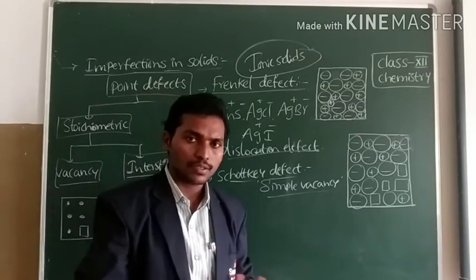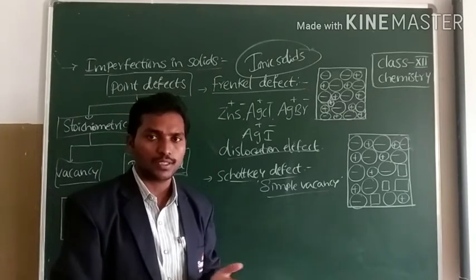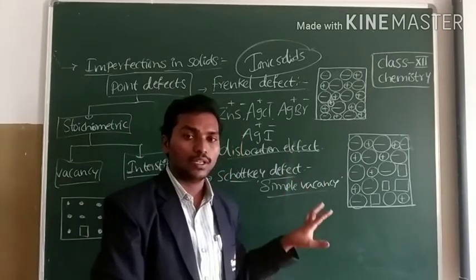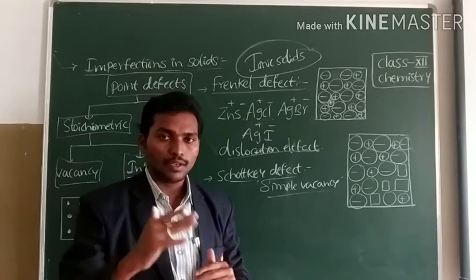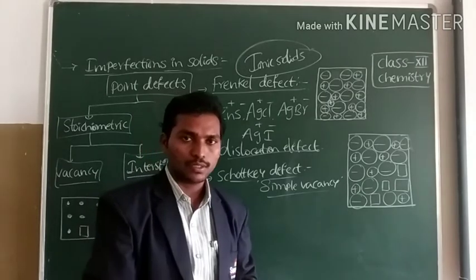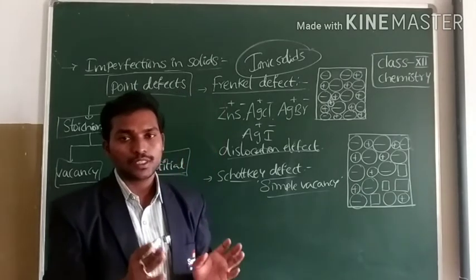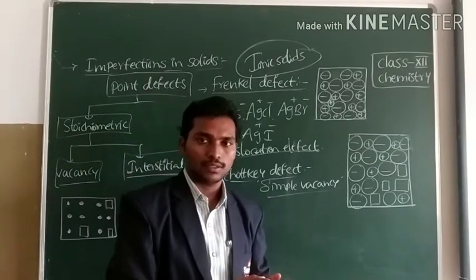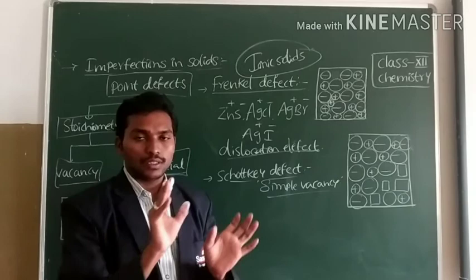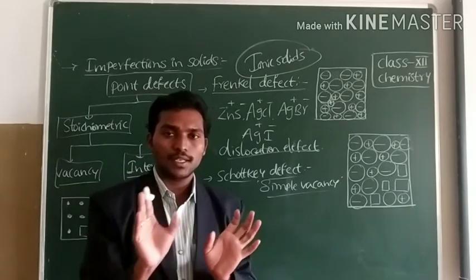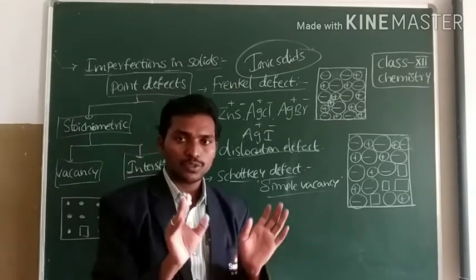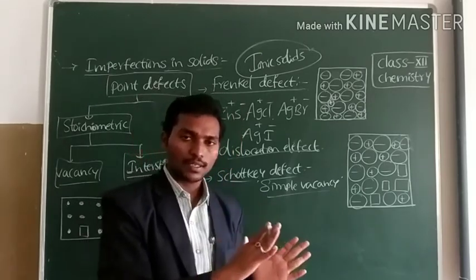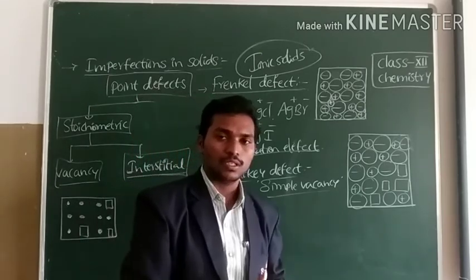If you take any ionic solid like sodium chloride, potassium chloride, cesium chloride, they possess this kind of defect. So this is called Schottky defect. And the ionic solids which possess Schottky defect must have almost similar sizes of the ions. That means the size of anion as well as cation must be almost similar. When the cations and anions are similar in size, they possess Schottky defect.